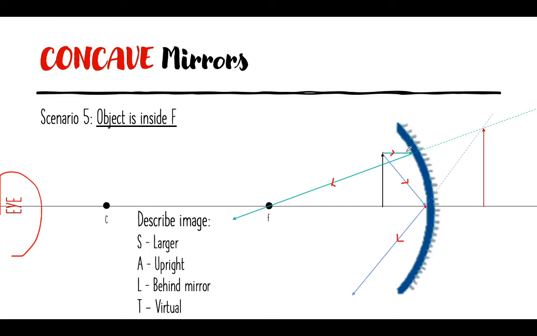In a real image, the light rays that are reflected, so this particular line and this particular line, would meet, and the point where they meet is where the image is produced. That is what we call a real image. In this scenario, they don't meet. Instead, what our brain does is interpret those lines meeting behind the mirror. And that's why we draw these as dotted lines, and that's why we see an image behind the mirror. So in this case, this is a virtual image.